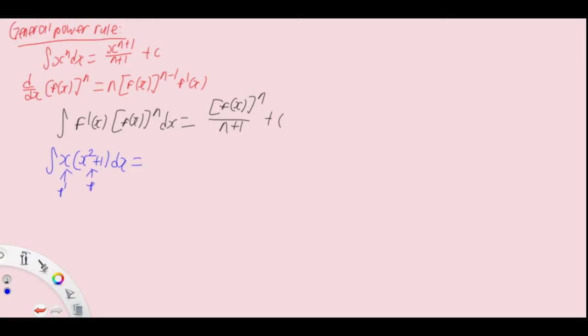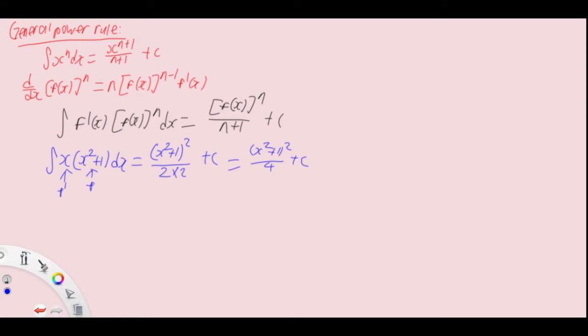Therefore, going by the general power rule, we will need to increase the power by 1, so 1 becomes 2, then divide by the new power. Because the derivative is 2x and we only have x, we must also times 2. As such, we then have (x squared plus 1) whole thing squared over 4 plus c.